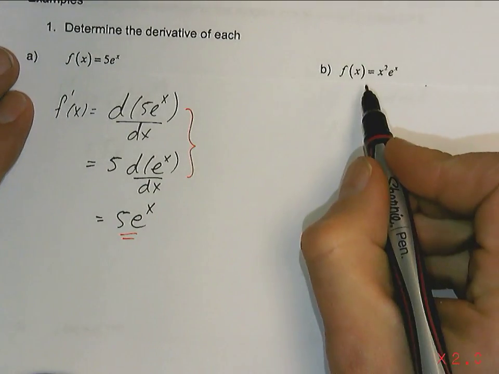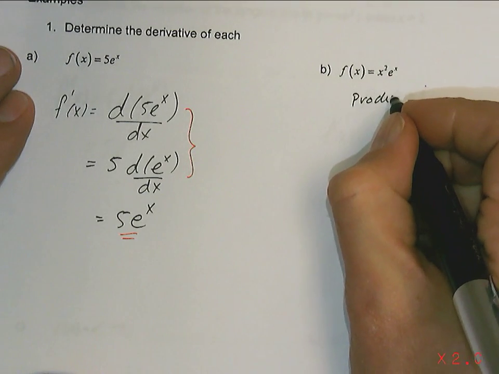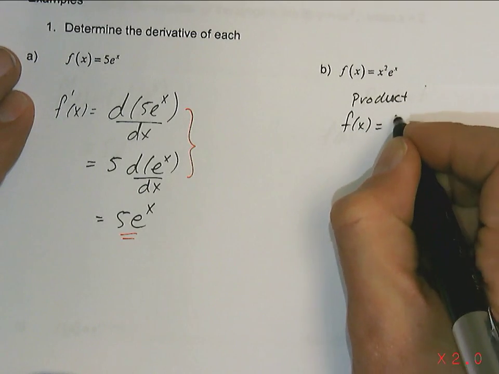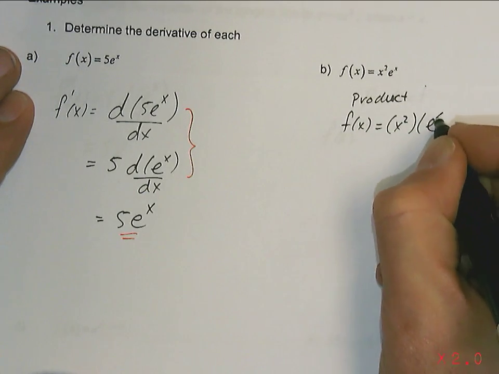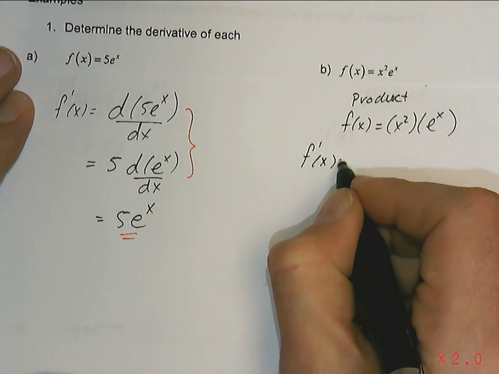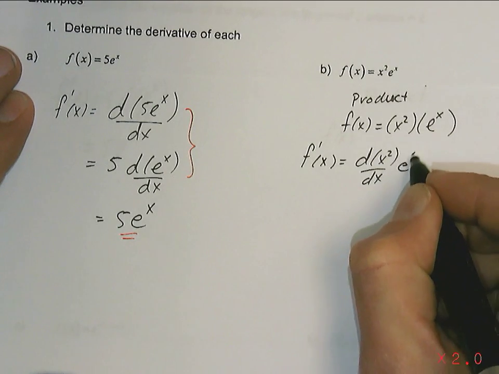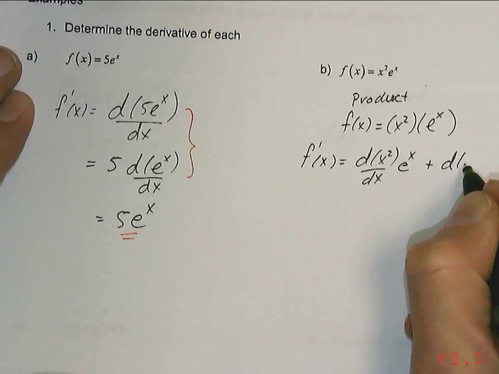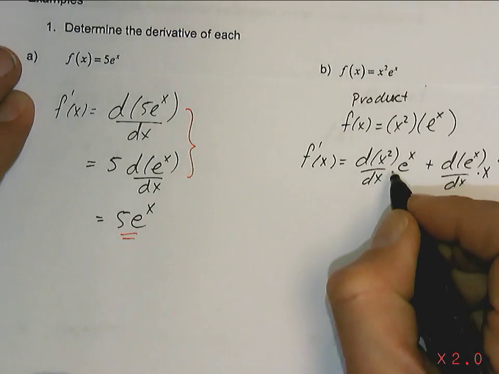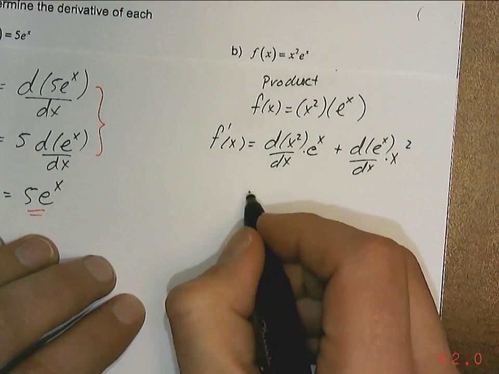This one over here, we've got a product rule. So you're going to have to see this as f of x equals x squared e to the x. So the derivative is going to be the derivative of the first times the second plus the derivative of the second times the first. Now, I'm not saying I want you to write this out. In fact, I don't want you to write this out. This is what's going on inside my head.